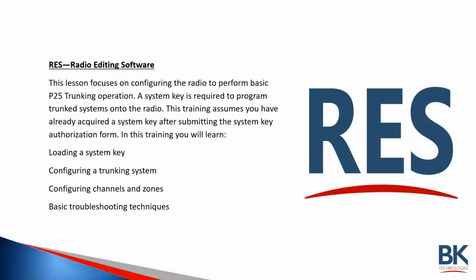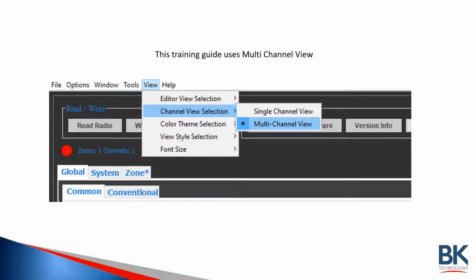In this training, you will learn loading a system key, configuring a trunking system, configuring channels and zones, and basic troubleshooting techniques. For the purpose of this course, I will use multi-channel view. This setting can be found under View, Channel View Selection, Multi-Channel View. This is a cosmetic setting and does not affect how the radio is programmed.